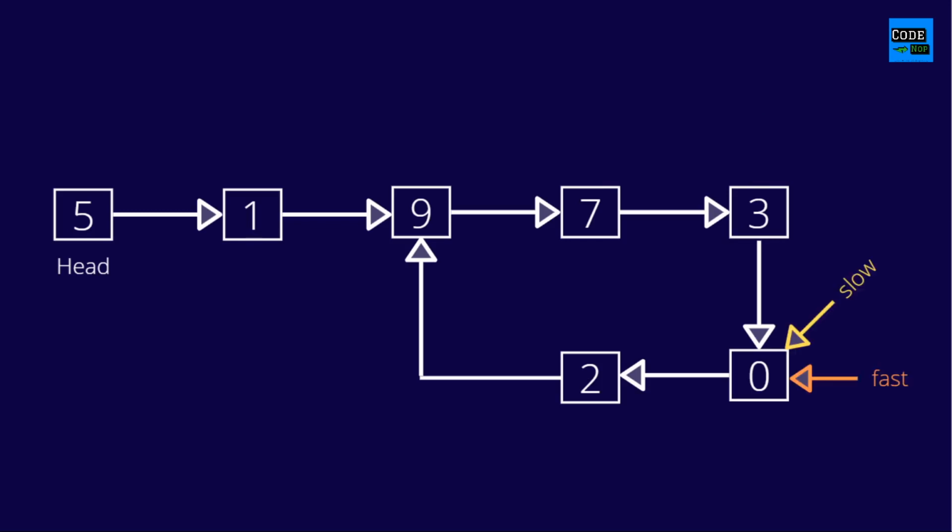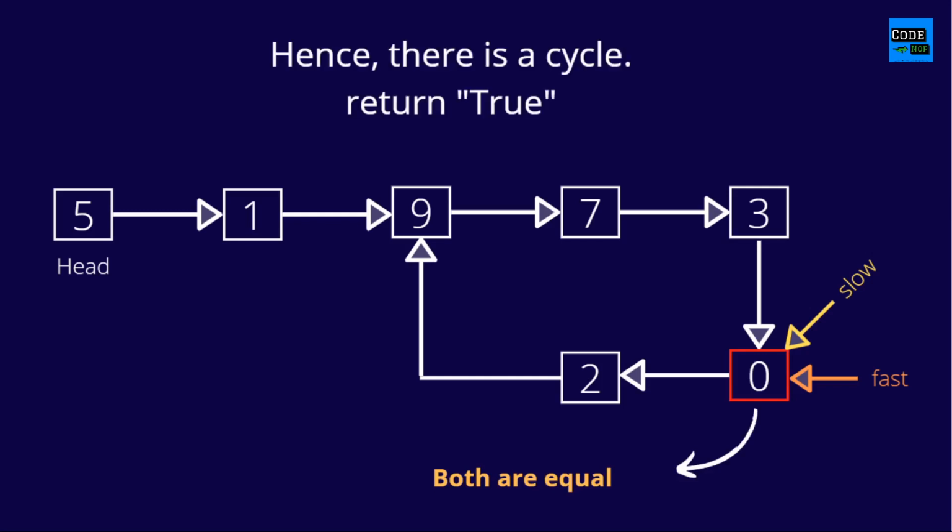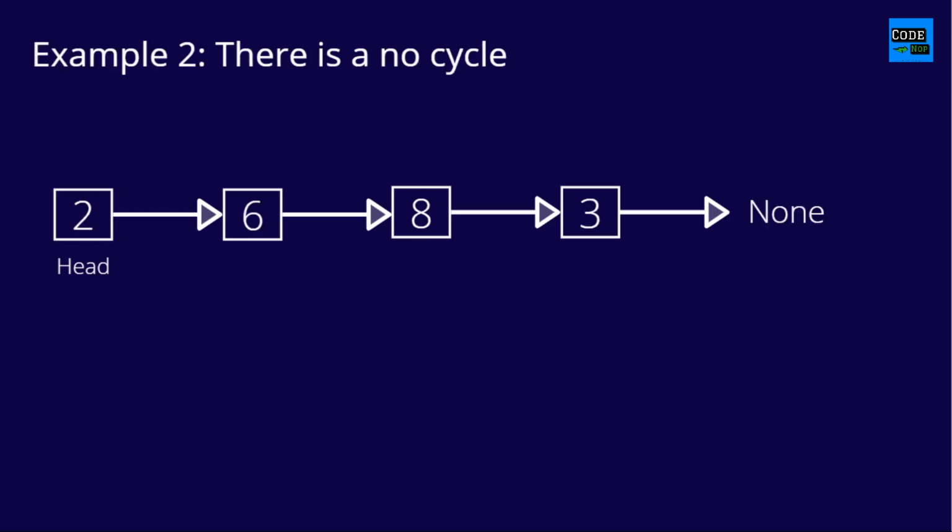Like this, now those pointers are at the same node. So there is a cycle in the linked list, hence we return true. Hope you understand. Let's see another example where there is no cycle at all.